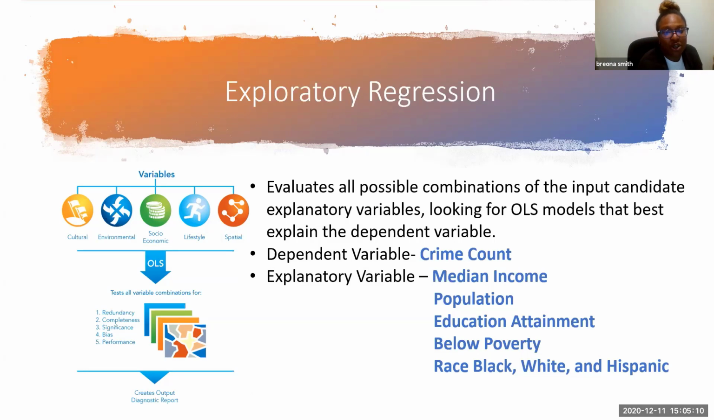Next was the exploratory regression analysis. This analysis allowed me to look at all possible combinations of variables that would explain my dependent variable. My dependent variable was crime count, and the explanatory variables used were median income, population, education attainment, below poverty, and race of Black, white, and Hispanic.